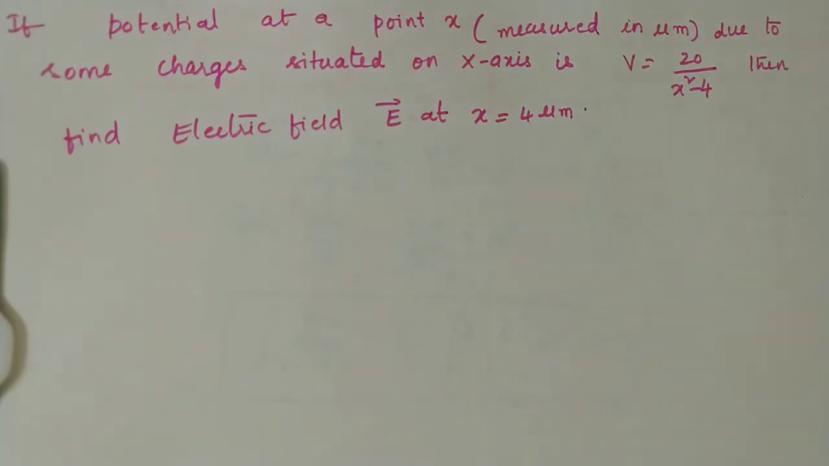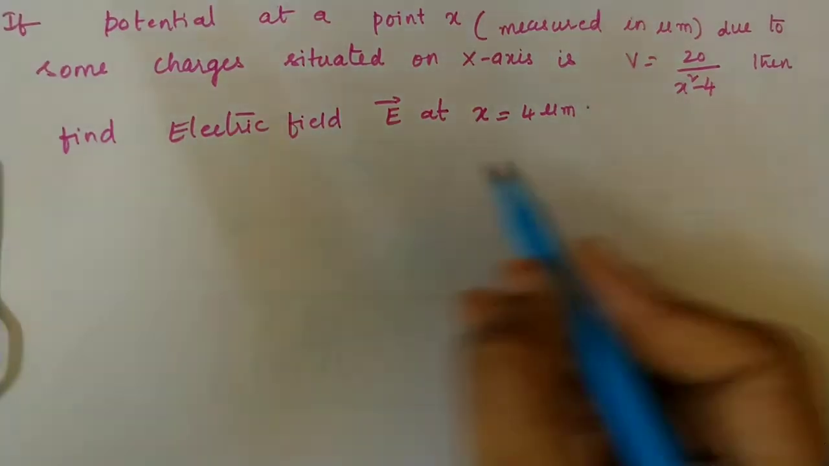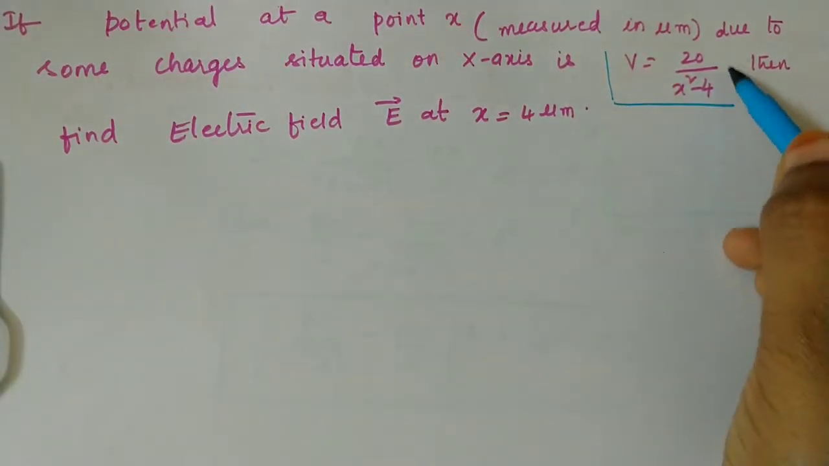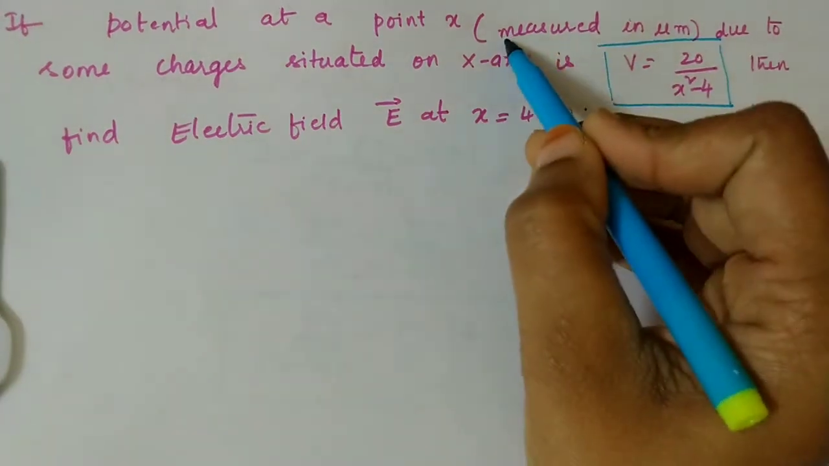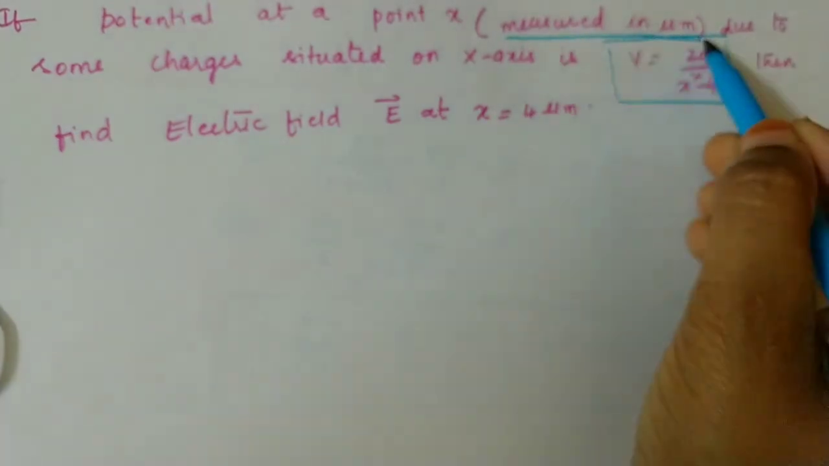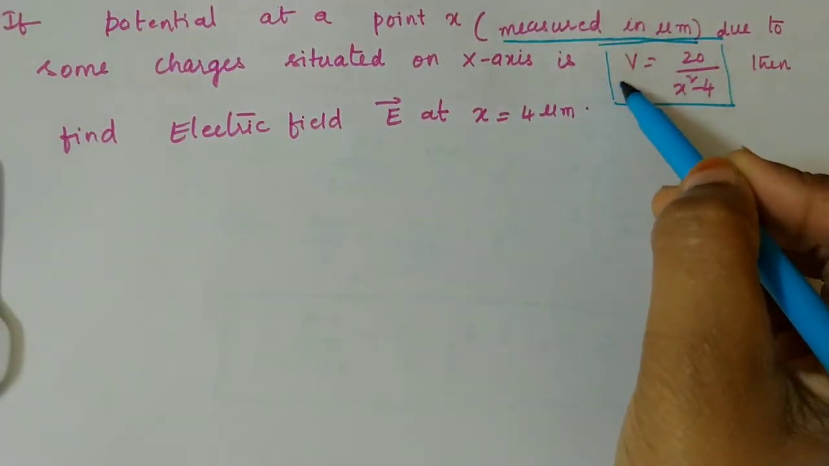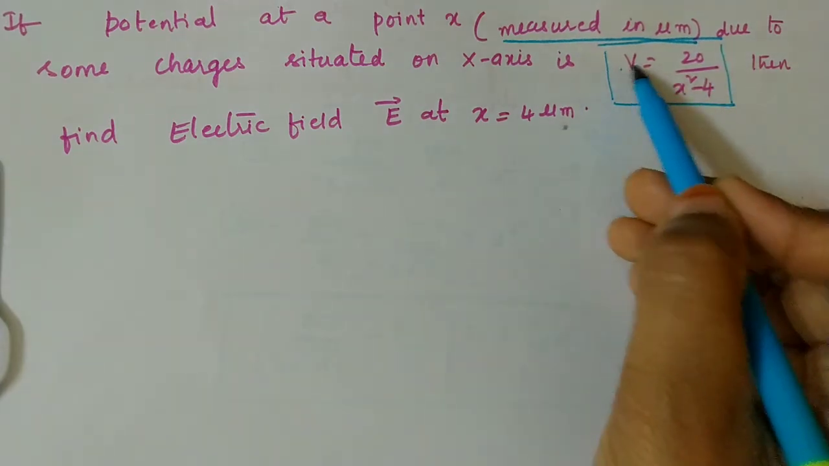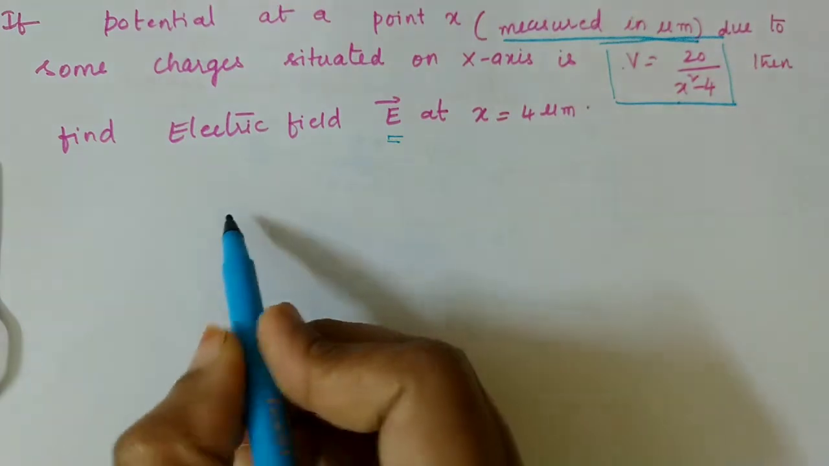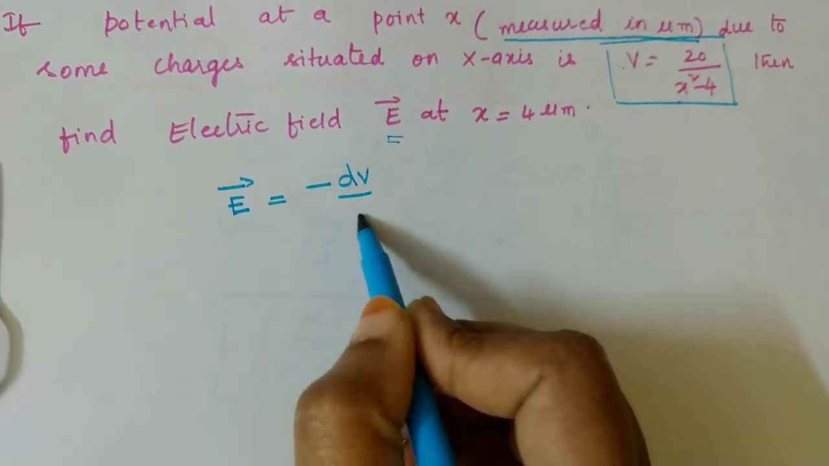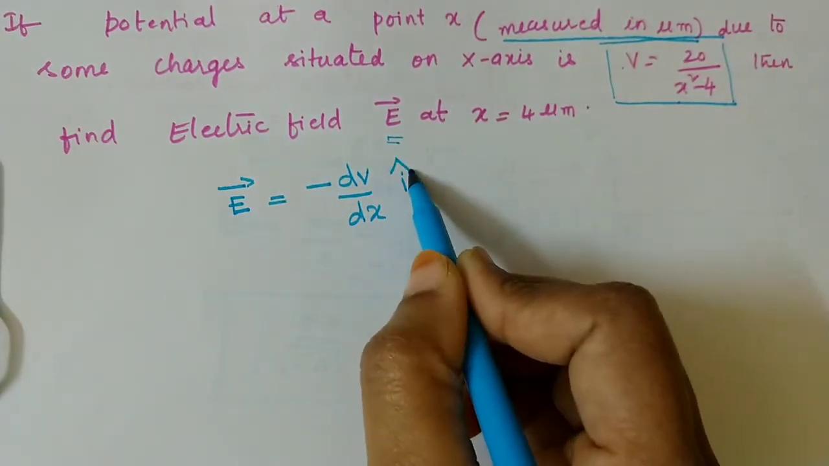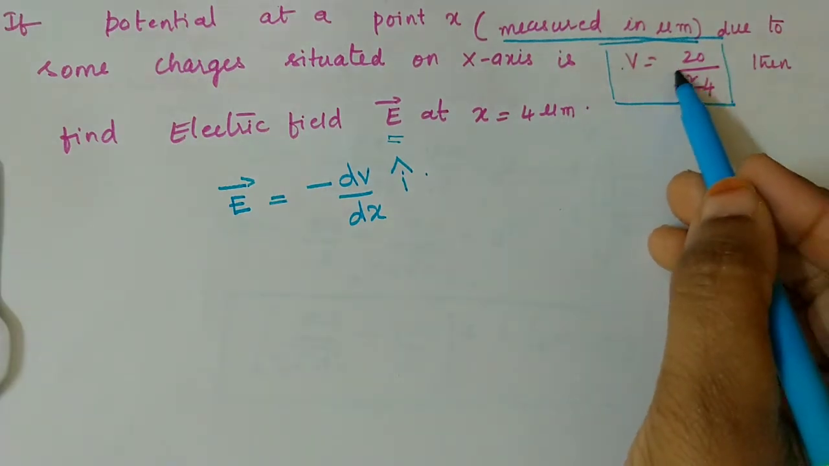Now coming to this question, this is also a question related to the relation between electrostatic potential and field. Look at the equation for variation of potential. Potential is varying according to the relation V is equal to 20 by x square minus 4. But remember here x is measured in micrometer, not in meters. Now once you know how potential is varying with distance, since V is a function of x, let's see how to find out the electric field. We know electric field is minus dV by dr. So here I'll write it as dV by dx into i cap, because V is varying with x only, x component.